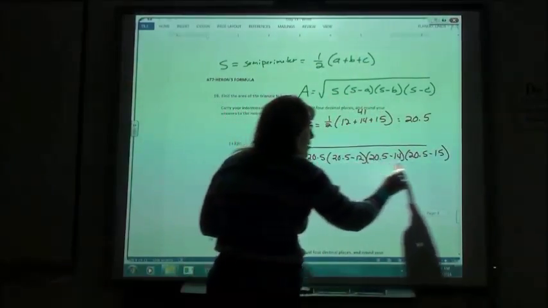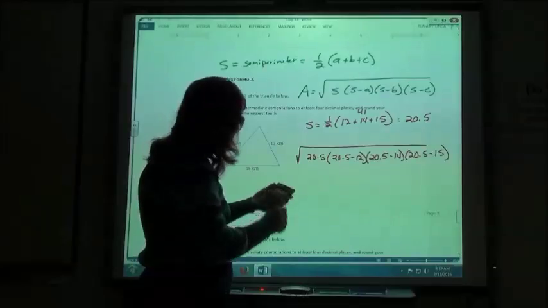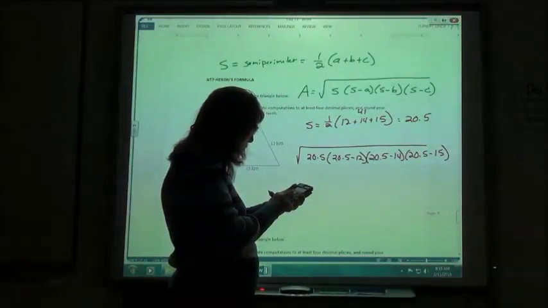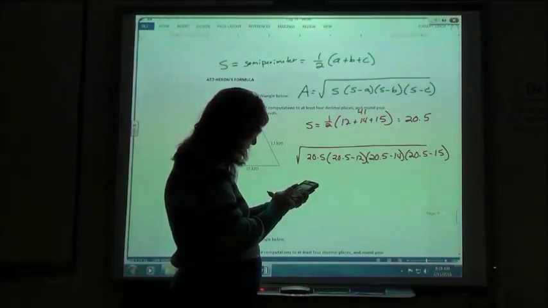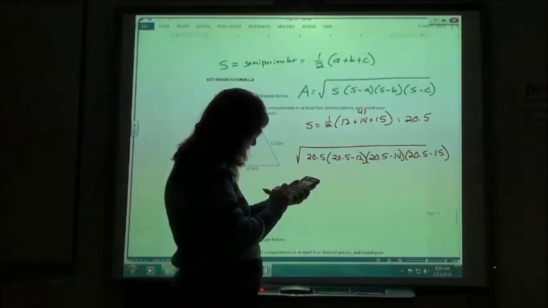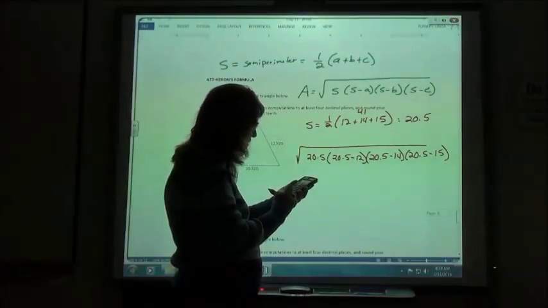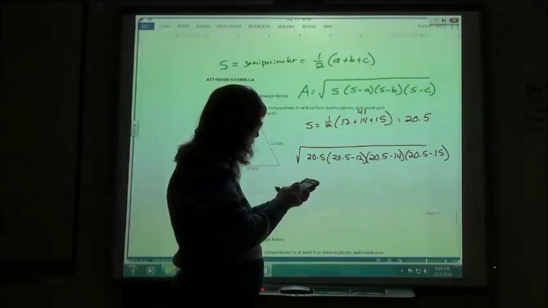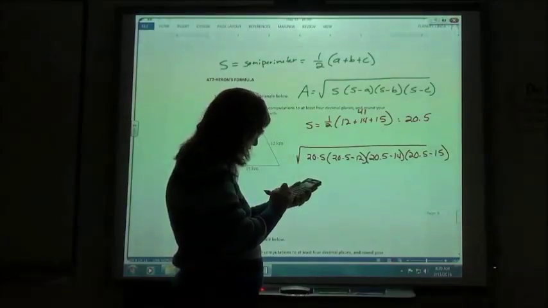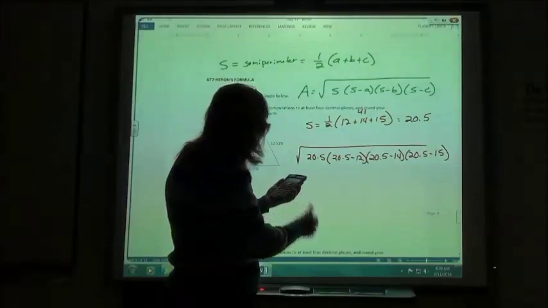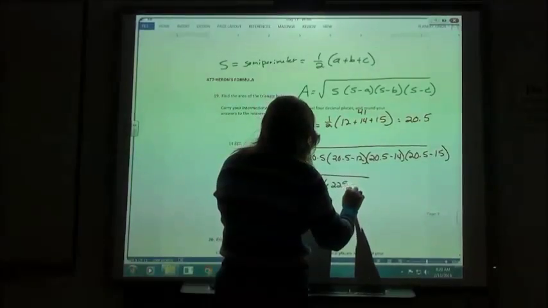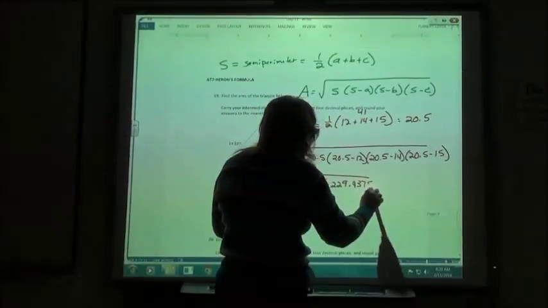I'm just going to use my calculator and do all of that together just like it looks with the parentheses. So I'm going to start with 20.5 parenthesis, 20.5 minus 12 parenthesis, parenthesis on the other side, 20.5 minus 14 parenthesis, and then parentheses again, 20.5 minus 15 parentheses. If I hit equals, I get the square root of 6229.4375.